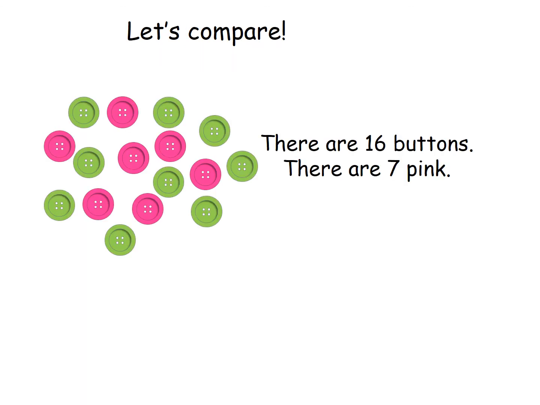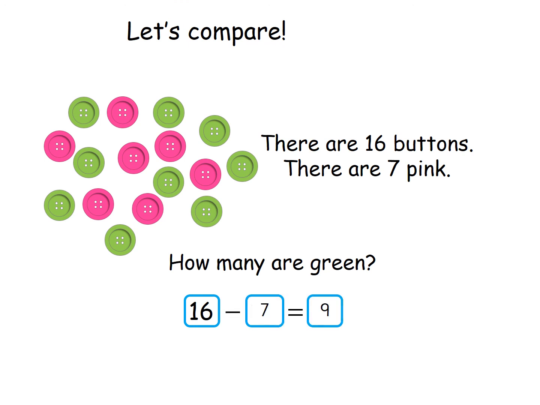Right, so last one. There are 16 buttons. This time, 7 of them are pink. How many are green? So again, we're finding the difference. So we're starting with the greatest number in our subtraction. And what would we take away? Yep, so we'll subtract the 7 pink buttons. And can you find out how many are green? Well done if you did 16 subtract 7 equals 9.